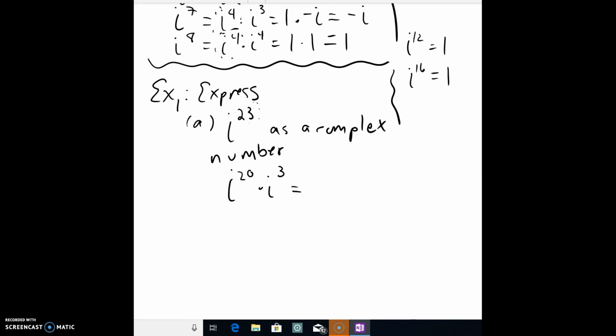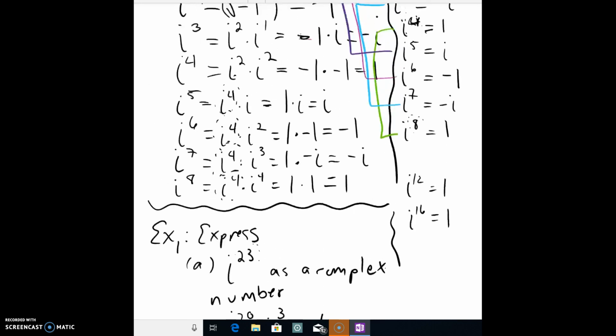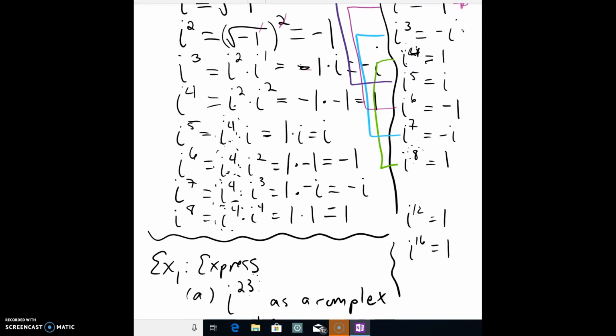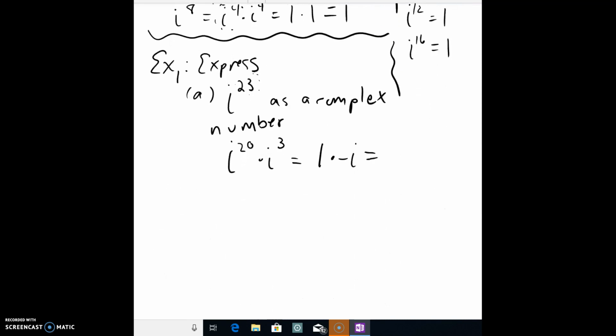Now, the reason we're looking for that biggest multiple of 4, i to the 20th, is we know that anytime we have a multiple of 4, we're going to get 1. So this is the same thing as saying 1 times i cubed, and as we look over here, that's the same thing as saying negative i. So 1 times negative i is negative i. And if we were to express this as a complex number, it's the same thing as saying 0 minus 1i. There's no real part to this. We have an imaginary part, and the coefficient of that is negative 1.